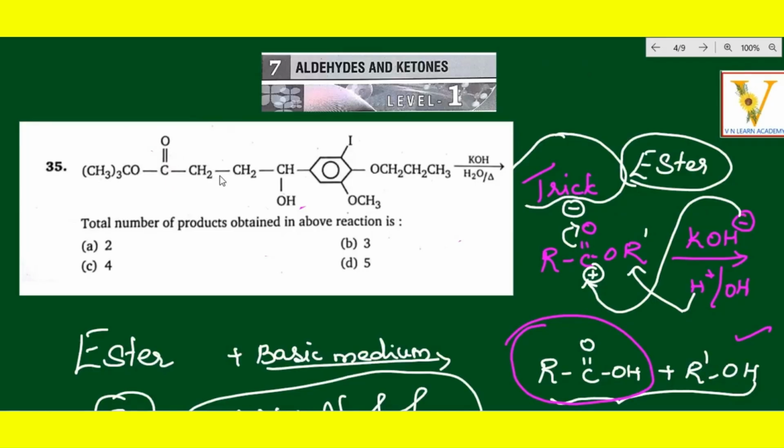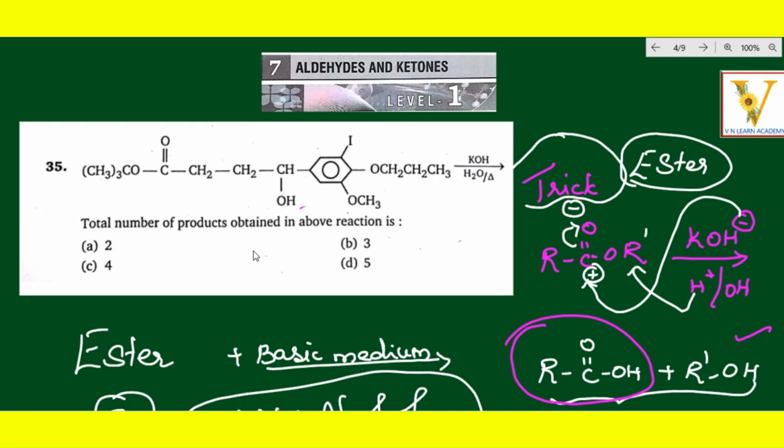C double bond O, CH2, CHOH, a phenyl group which is attached with an iodo group, OCH2, CH3, OCH3, combined with the basic medium KOH, a strong base, and reacts with water hydrolysis. When heating, how many products are you getting? They are asking for the total number of products obtained in the above reaction.